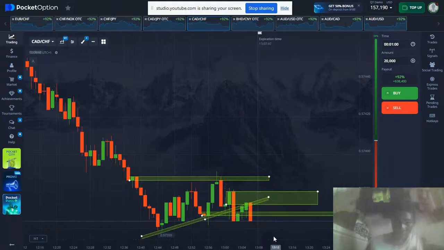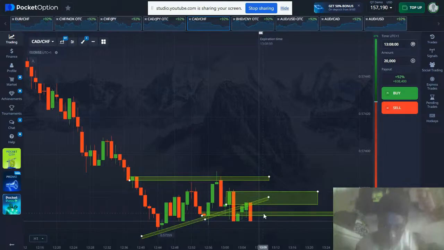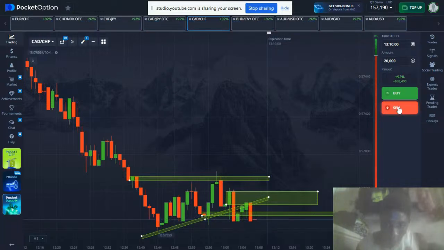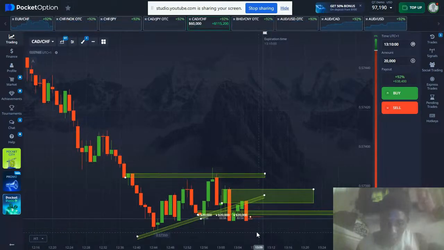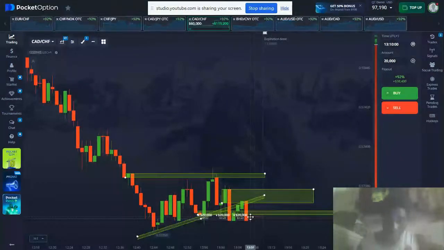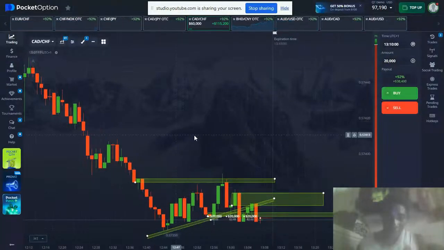If it breaks this level, I'm going for a sell on 2 minutes. If it closes below this level here... it didn't close below the level, but while I'm waiting for this sell, you can see there's a gap up here, an inside gap. So I'm expecting it to push downward. I'm expecting the candle to keep going in the downward direction.